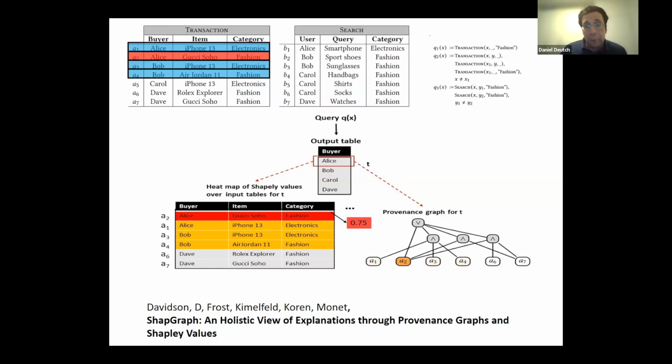On the other hand, it's very partial, because this fact did not stand on its own, it stands together with other facts. So what we have proposed, we have developed a system called ShapGraph, which actually allows two views together. So we visualize the provenance graph in the standard form of a circuit, but we also highlight for each node of the graph its individual contribution. And the users can actually go back and forth between these views of individual contribution and joint contribution via provenance graphs.